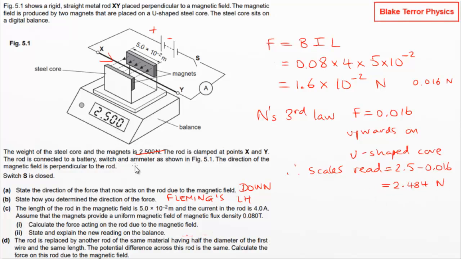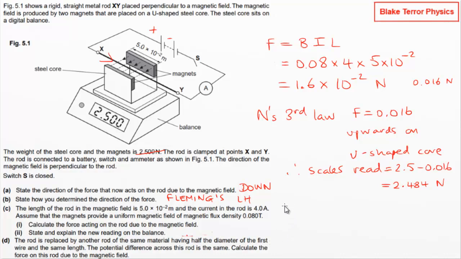That's fine. Then part D, last bit. The rod is replaced by another rod of the same material having half the diameter of the first wire and the same length. Potential difference across the rod is the same. Calculate the force on this rod due to the magnetic field.